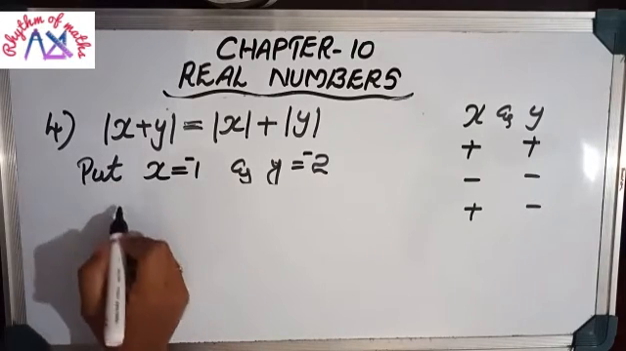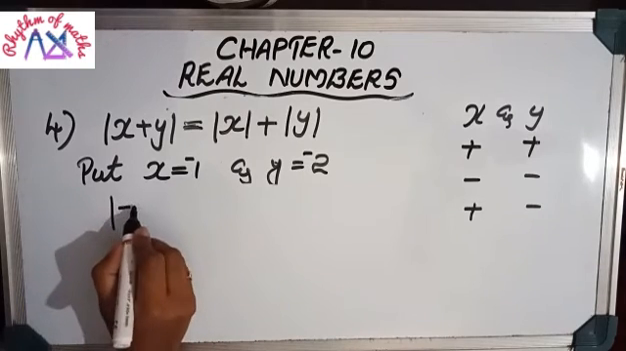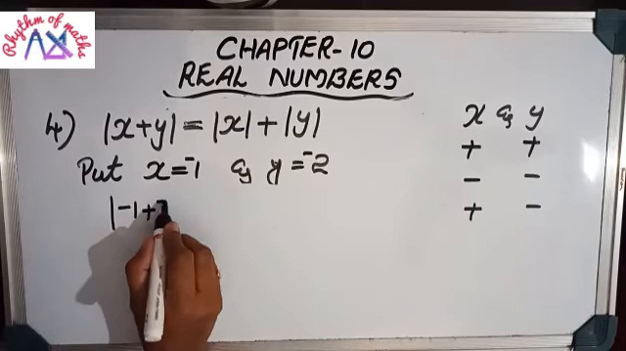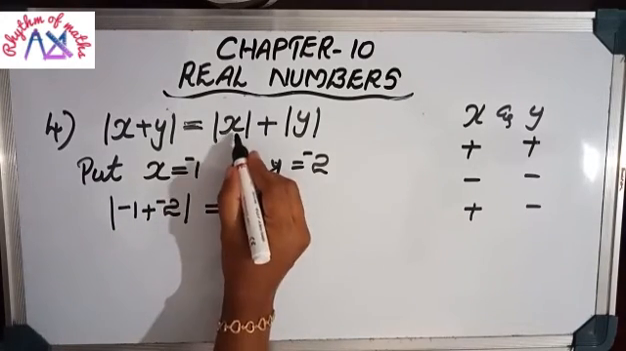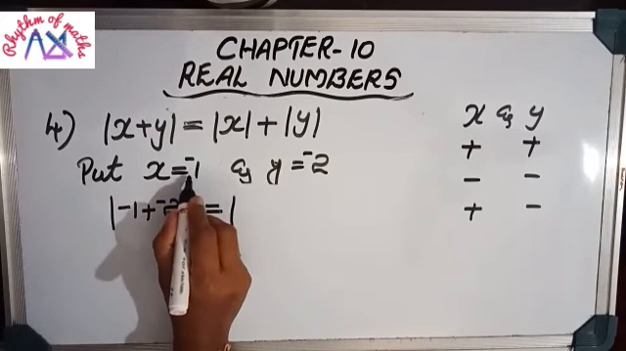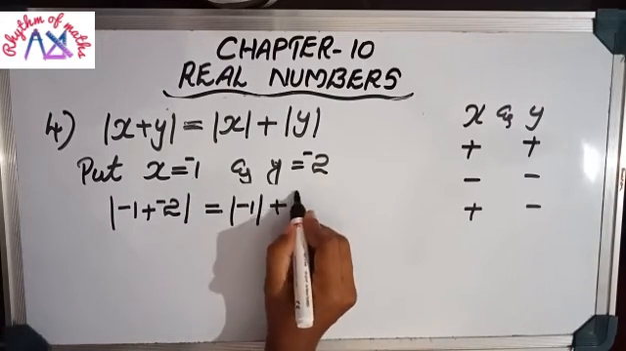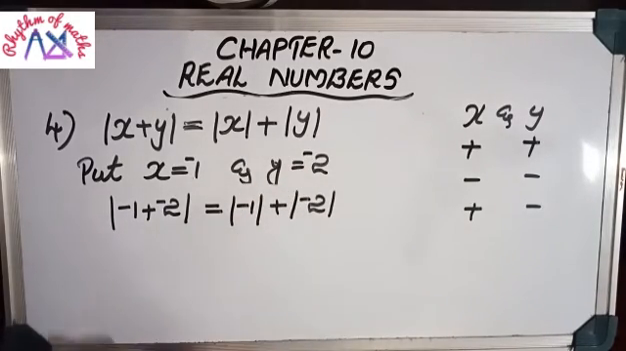Okay. So let's check. First is modulus. X means minus 1. So minus 1 plus y is what? Minus 2. So minus 2 equal to modulus of x. X means minus 1. So modulus minus 1 plus modulus y. Y is minus 2. So modulus minus 2.